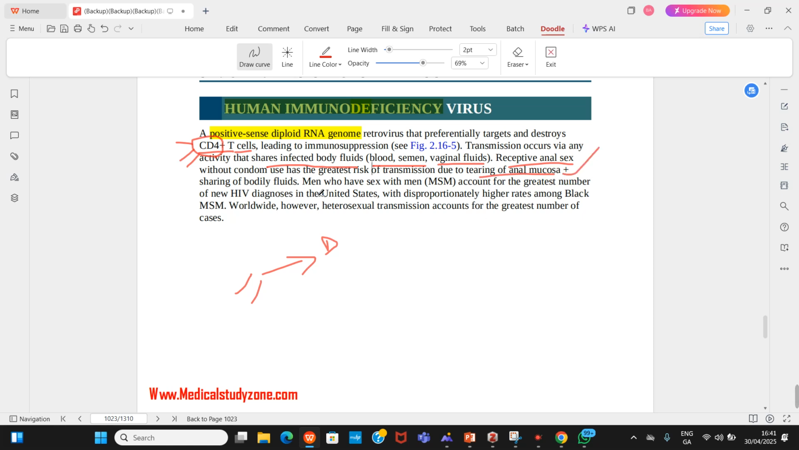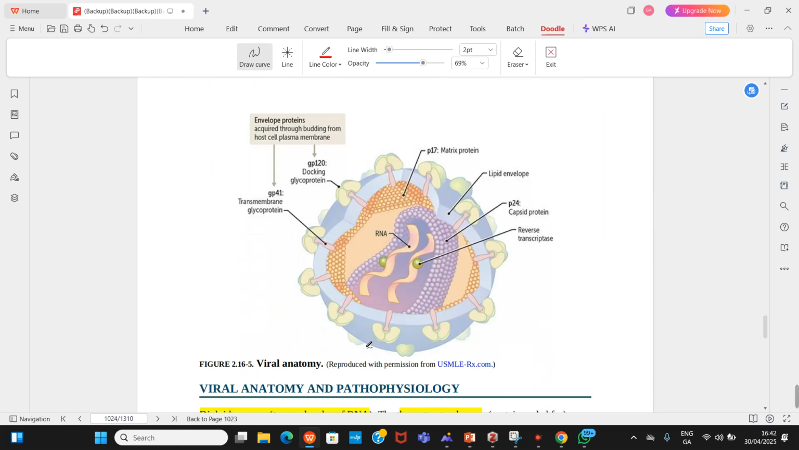So men who have sex with men, they are in serious trouble because of tearing of the anal mucosa and spread of HIV. So MSM, which is men having sex with men, is still the greatest cause for HIV transmission in the US. But if you look at it globally, heterosexual still dominate. So that's like men to women or women to men.